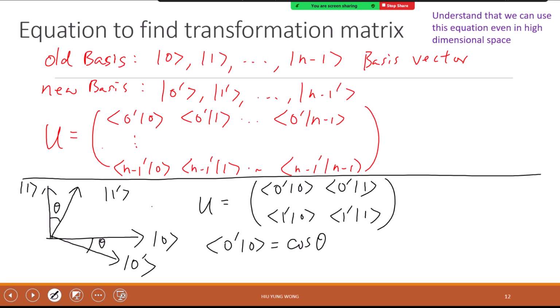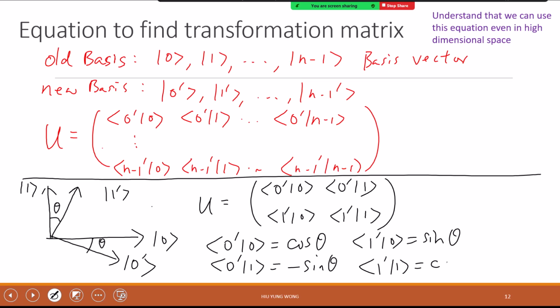What about 0'1? We're talking about this one, which is more than 90 degrees. If you go through the math, this is negative sine theta. Then 1'0, of course, is sine theta, because it is cosine of pi over 2 minus theta. And finally, what is 1'1? Of course, that is equal to cosine theta. This is the same as what we did. You just plug in.